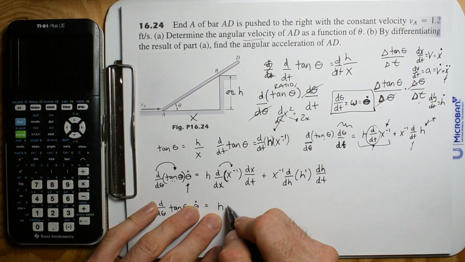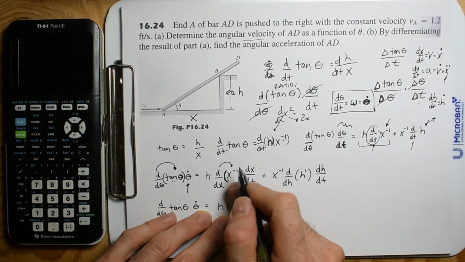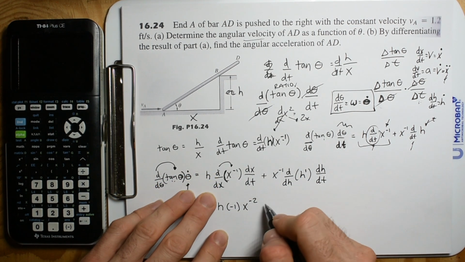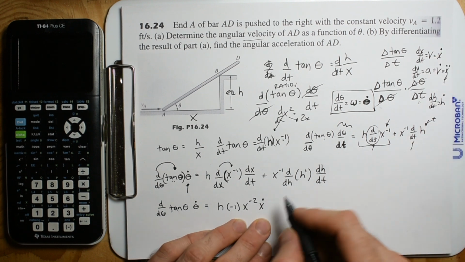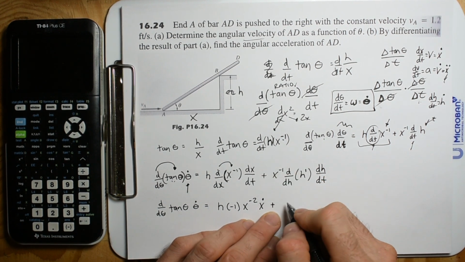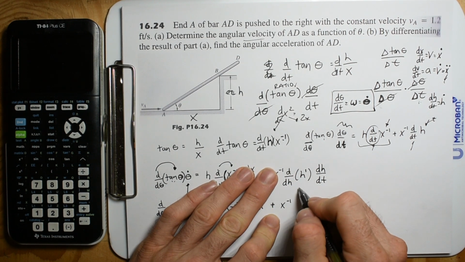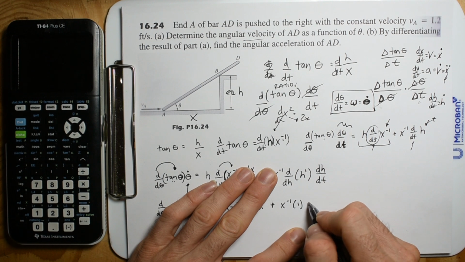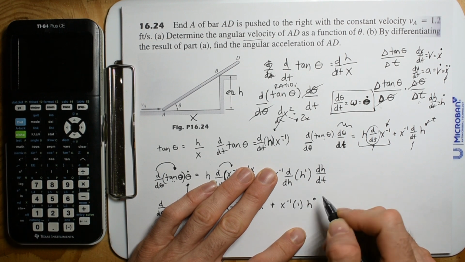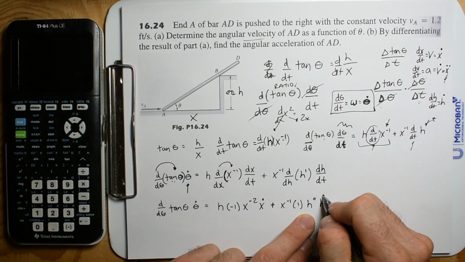We can do this one. It's going to be negative 1 x to the negative 2. So we did the differentiation on that, and this is going to be x dot. X dot is just velocity. Sweet. And then plus, we have x to the negative 1. We have to differentiate this. This is going to be, bring down the 1, and then it's going to be h to the 0. Cool. But this is going to be h dot.